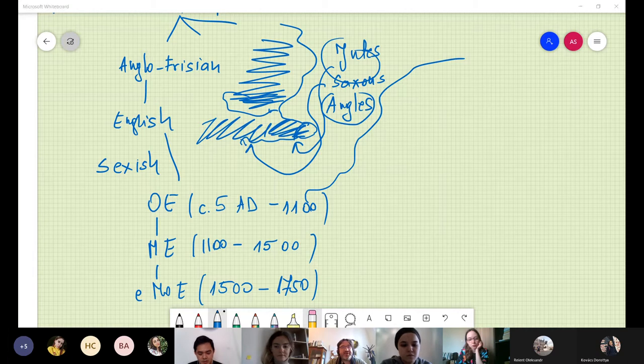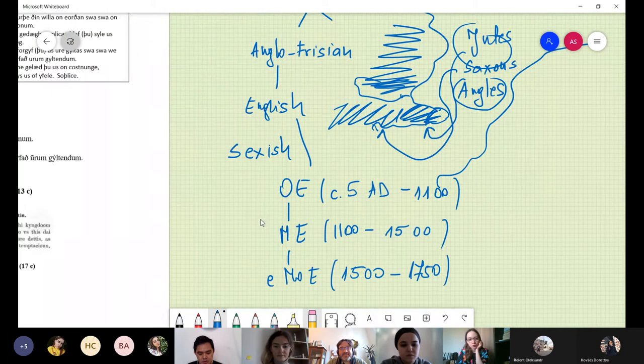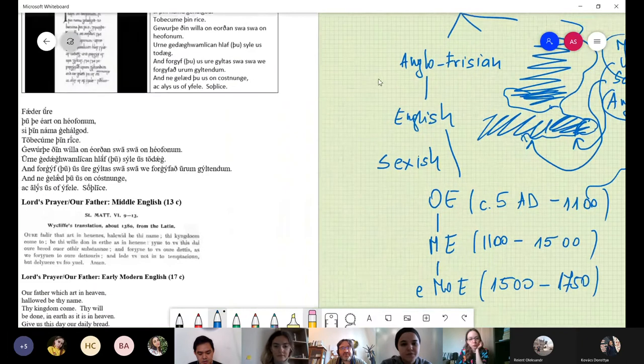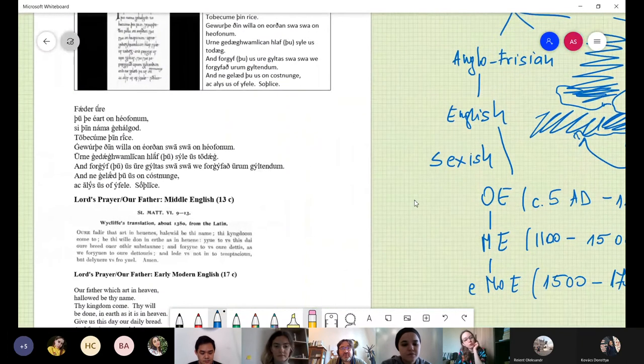Now, let's go on. Now, let us look at this piece of text that I have for you. It's actually the Lord's Prayer, you know. Yes, this is a famous piece of text. It's a wonderful piece of text. We are not talking about the subject matter of the text, of course, but you know that this is an invocation to God, right? To the Lord.